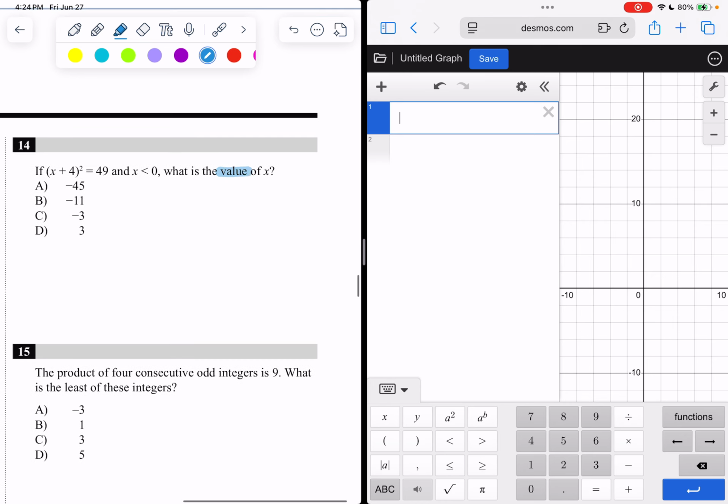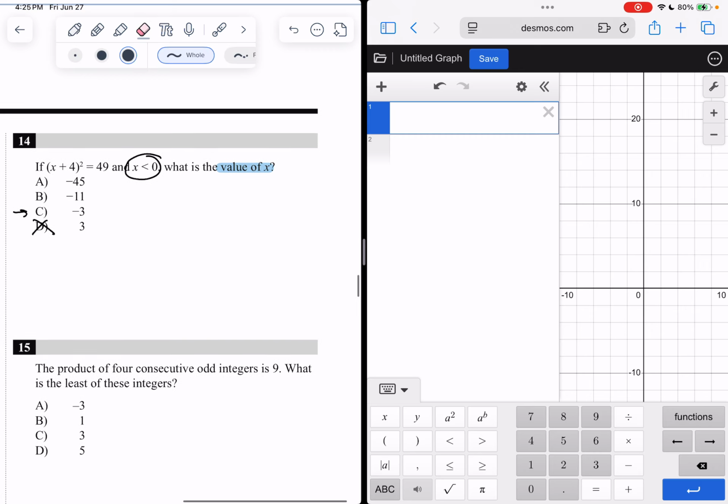So again, we're looking for the value of x, and we're going to start in the middle. We're going to put it back in. Well, right away, if I know that x is negative, I can get rid of my positive answer. So I'm going to get rid of that one just for fun. But let's try this -3. Okay, let's put a -3 in for our x.